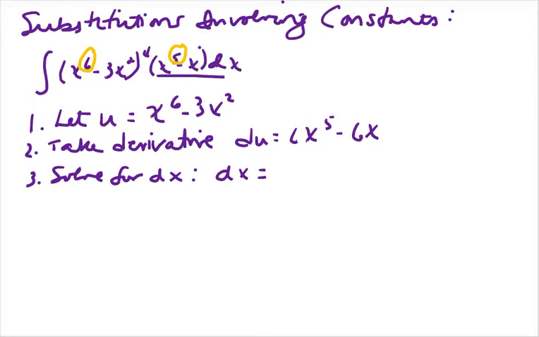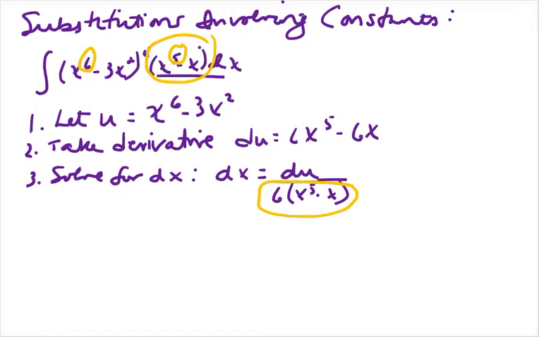So when you solve for dx, you get du over, I'm going to factor out the 6, x to the 5th minus x. So now you can start to see that we're getting down to something close to what we've got here. So let's make our substitutions.